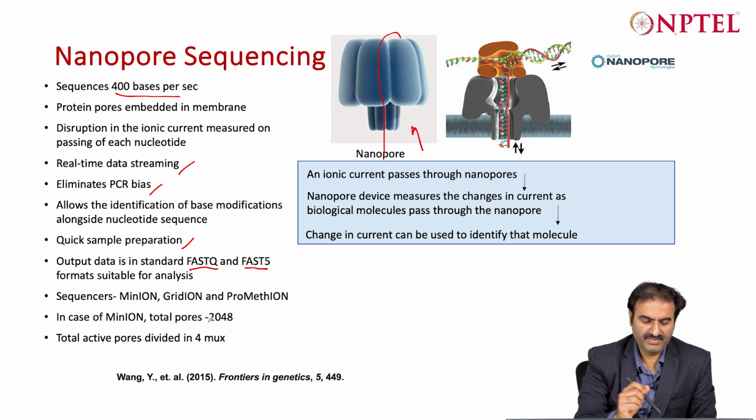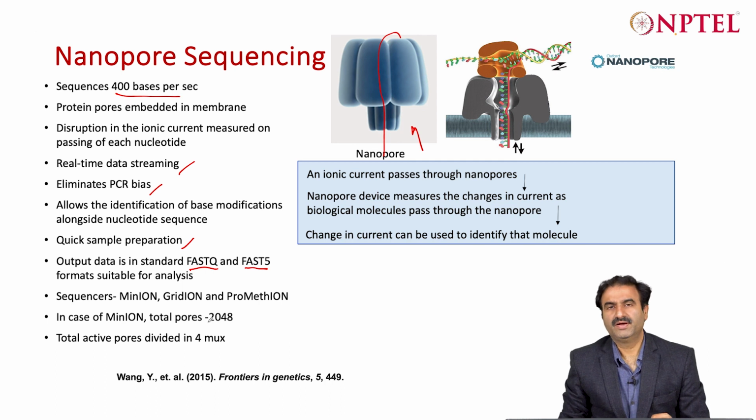A sequencer could be MinION or GridION. For example, MinION may have about 2000 pores, but when you do the check, you may end up having something like 1600 pores, right? And when you start the run, the pore number drops. Then again it regains some number of pores, right?